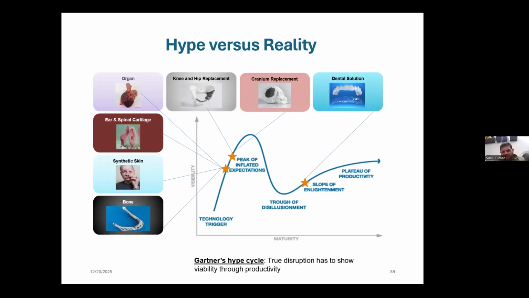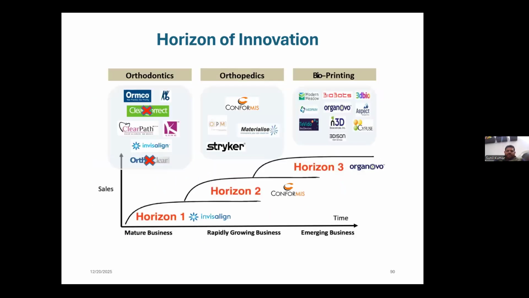Even if some part of our skull has to be changed, we are doing that, but not at maturity level. In dental solutions, we are far along in maturity, and that is readily available to customers. We can see these dental solutions in 3D printing, but the rest of the things are still in initial stages. So we can say that in orthodontics, business is maturing. In orthopedics, we are growing rapidly in terms of business, and in terms of bioprinting, it is still an emerging business.